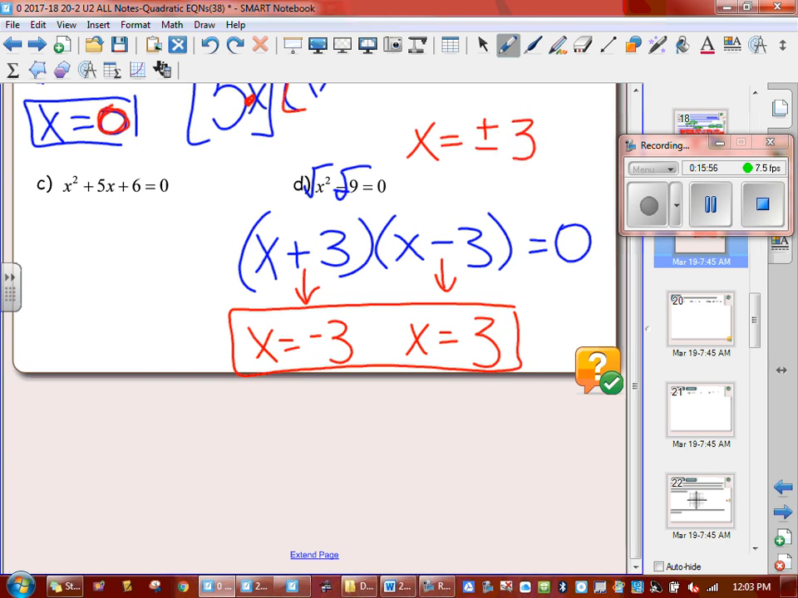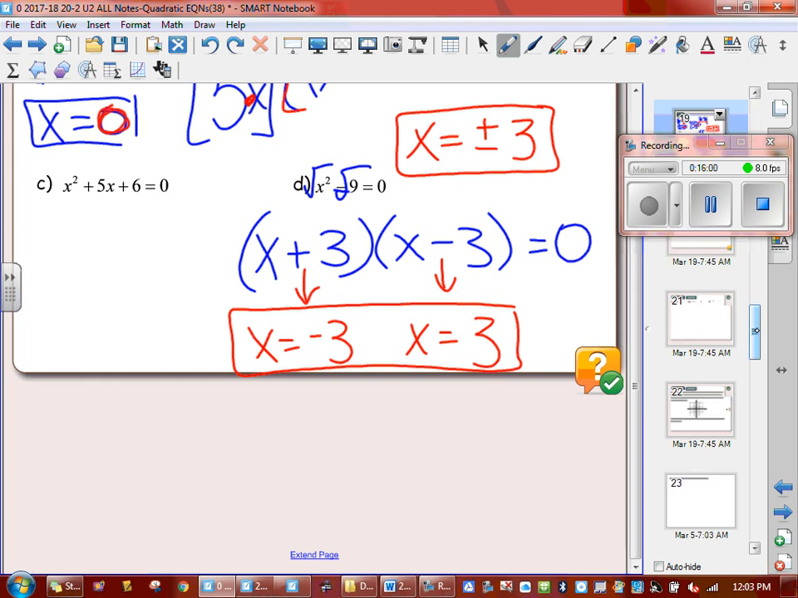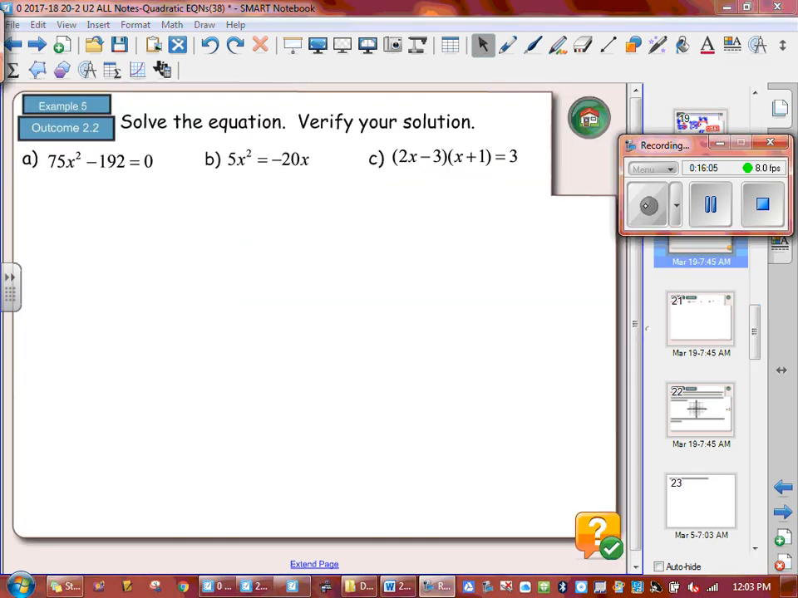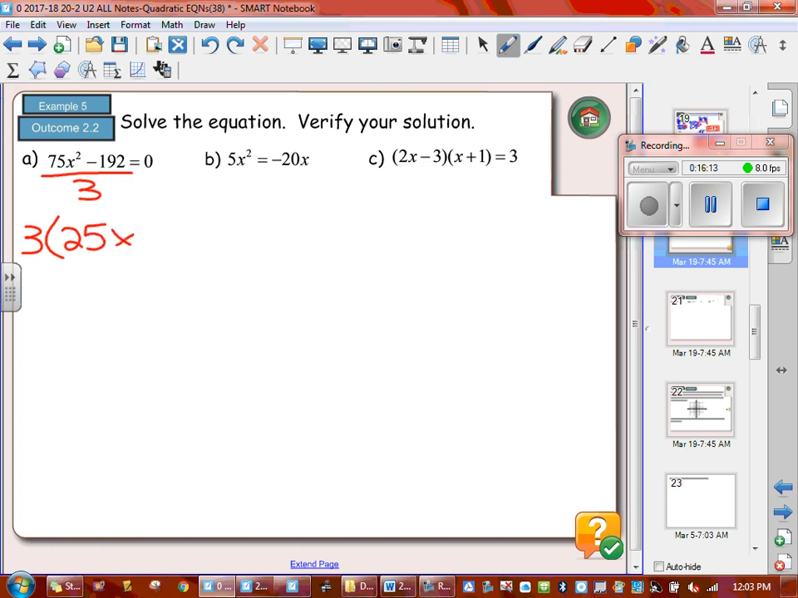A couple more questions to go. We're going to take a look at the question on the left. We're going to take a GCF out. We can all divide it by 3. And then we're going to get 25x squared minus 64, all equaling 0. So now these become perfect squares. I can square root them and open two brackets. My coefficient, my GCF, must stay attached out to the first bracket.